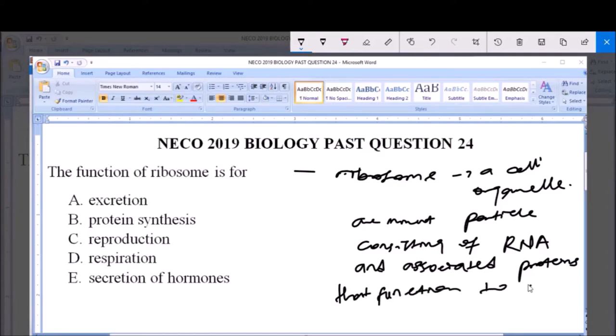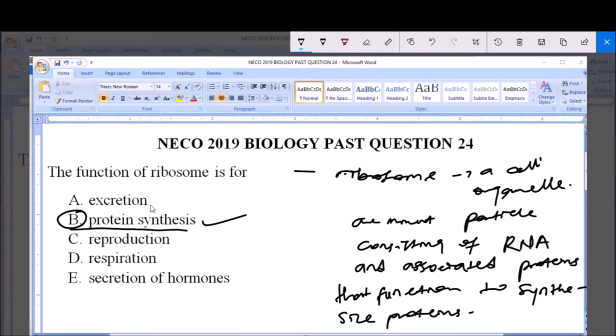towards synthesizing proteins. That is, the RNA and these associated proteins in the ribosome function to synthesize what? To synthesize protein. That is, they're responsible for protein synthesis. Therefore, ribosome functions for what? Protein synthesis. And that is option B. Due to the RNA and associated protein it contains. So the function of ribosome is for protein synthesis.